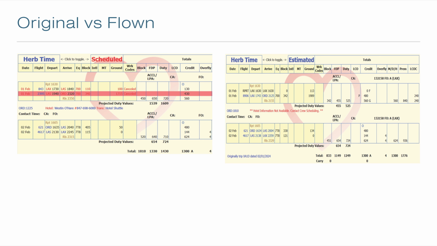When you compare the original to the flown pairing, the pay may look like it's the same, but you need to keep in mind that overrides in that far right column are assessed outside of the pairing pay and have to be added to that value to calculate your grand total. So our recommendation, the best way to validate your pay, would be with the payroll report.